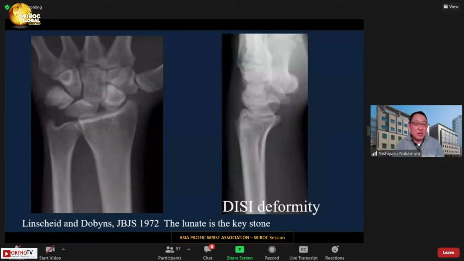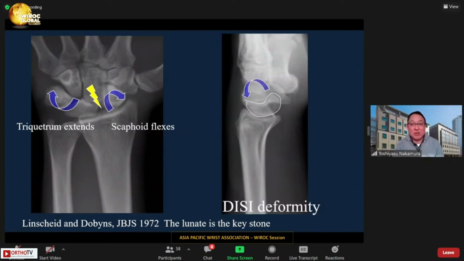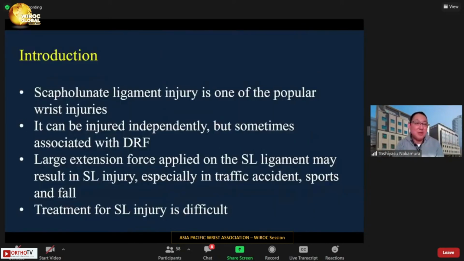There is a wide gapping of the SL ligament when the SL ligament is torn. Then the scaphoid flexes and the triquetrum extends, showing a DISI deformity. Once a DISI deformity occurs, the scaphoid never recovers its normal position. So this can be a very important ligament for carpal motion.